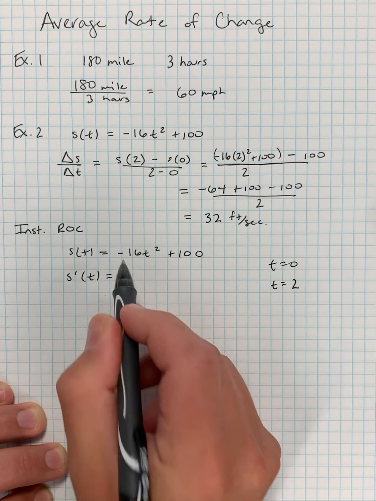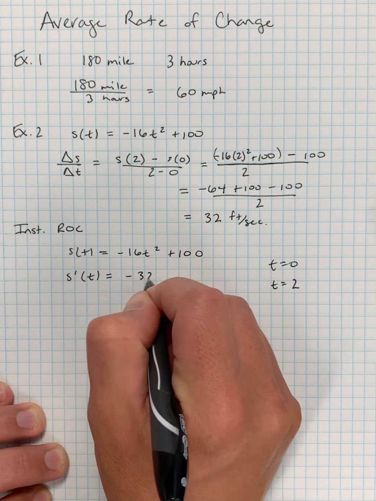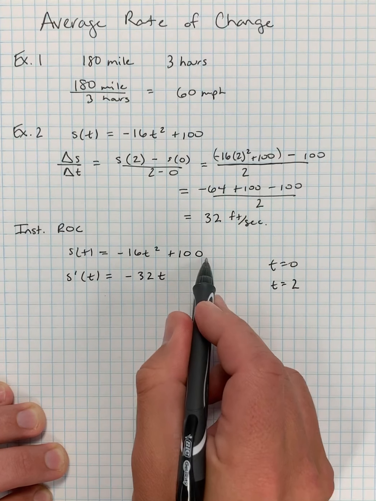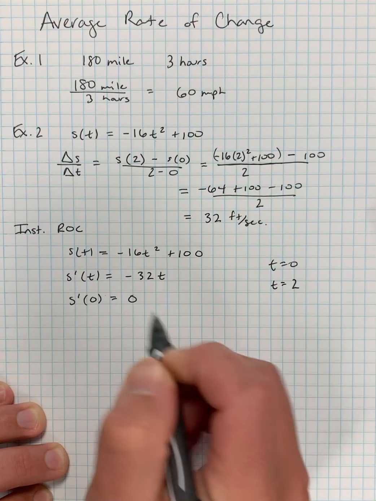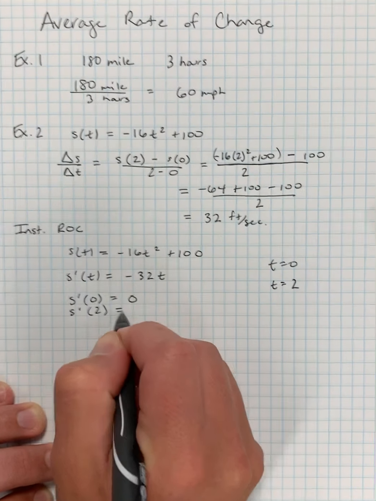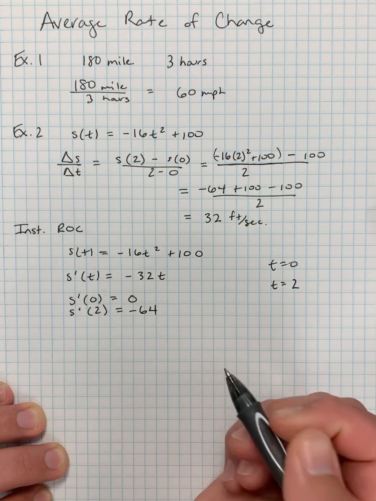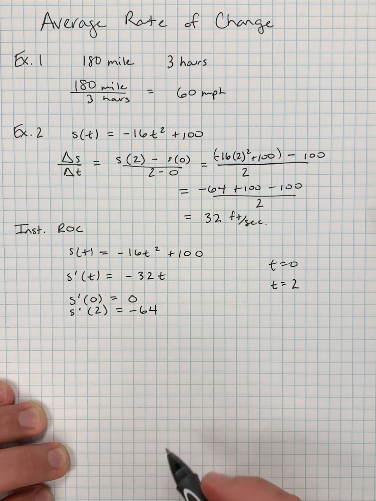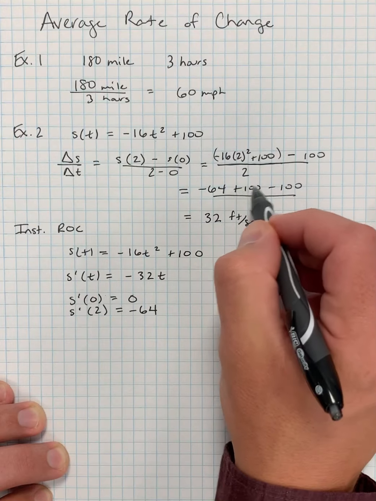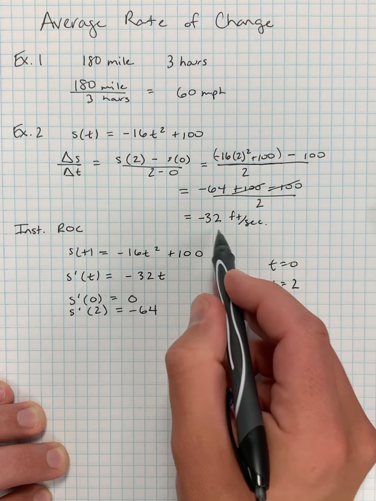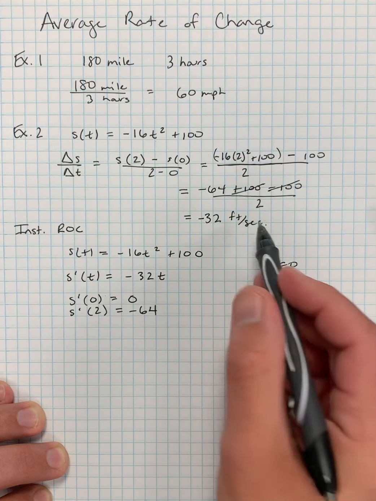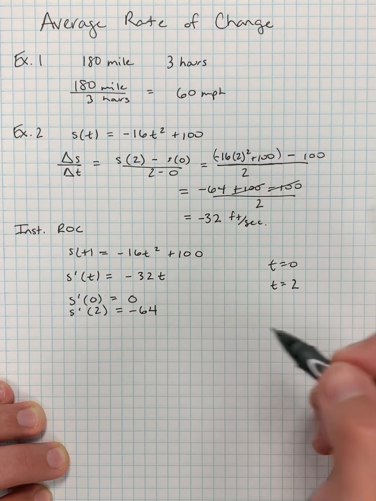So s prime of t, using my power rule, gives me negative 32t. The derivative of 100 is 0, so s prime of 0 equals 0, and s prime of 2 is negative 64. That actually, I'm going to walk it back a second. I made an error up here. If those two go away, my average velocity or average rate of change is negative 32 feet per second, which makes perfect sense as I'm on my way down.